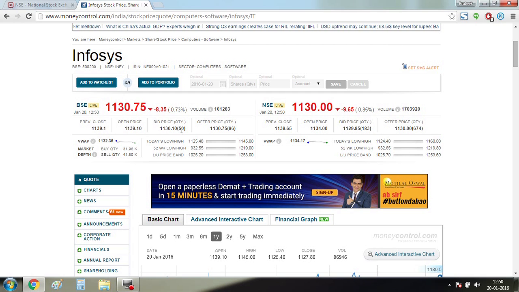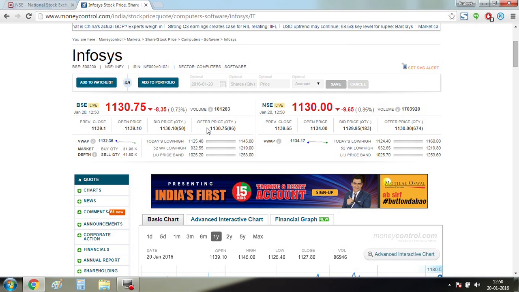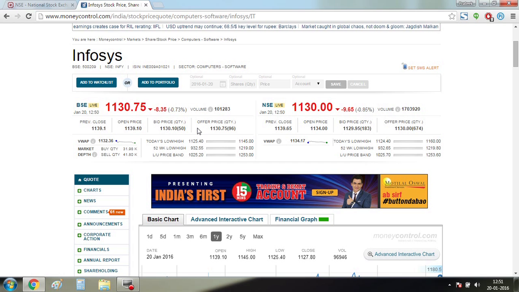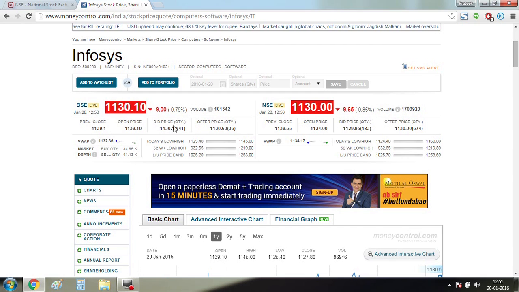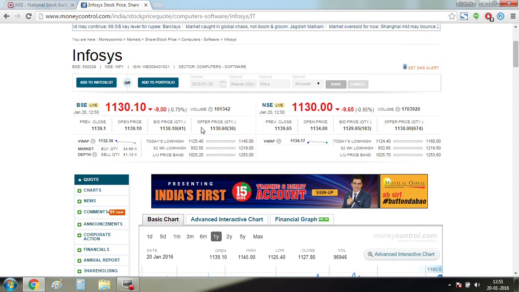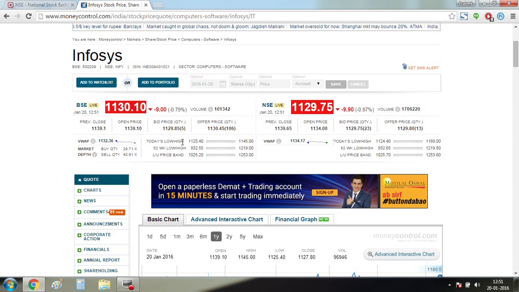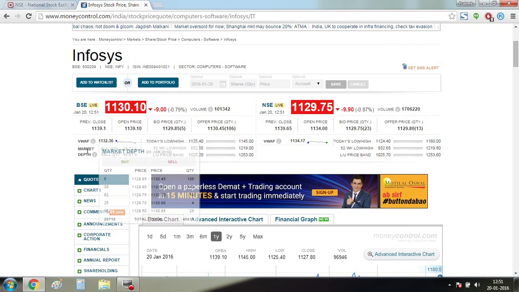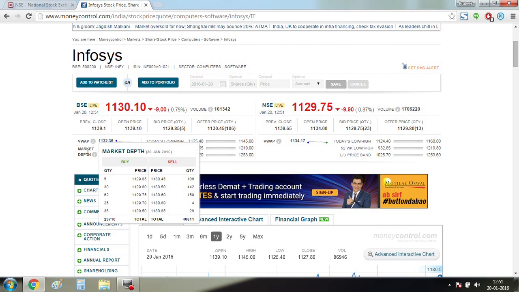Now these are the bid prices and the offer prices. I hope you know about the spread when the stocks are actively traded and when there is a lot of activity in a particular stock. The spread, that is the difference between this bid price and the offer price, tends to get minimized. Over here, right beneath, we have the day's low price and the high price, the 52 weeks low price and the high price. Over here, you have the market depth, that is what quantity is available for buying at what prices.